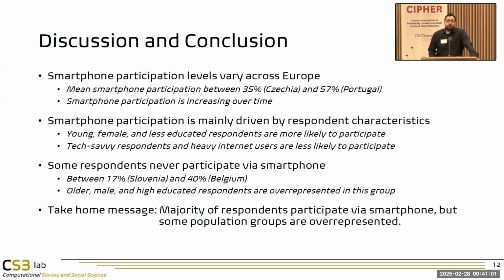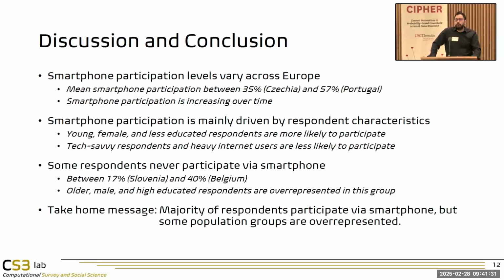Smartphone participation is mainly driven by age, gender, and education. So young people, females, and less educated respondents are less likely to use a smartphone. There are also some differences when it comes to tech savviness and internet usage. And some respondents, as you could see, will never participate through a smartphone. So for these respondents, we cannot collect any additional data alongside the web survey.